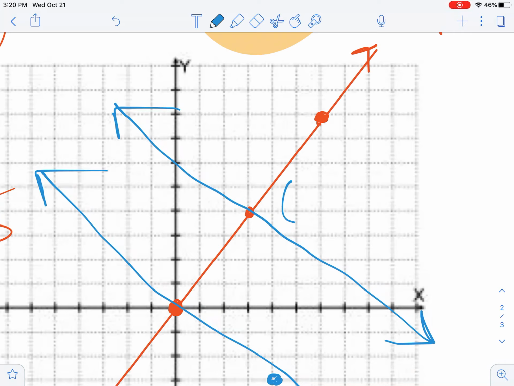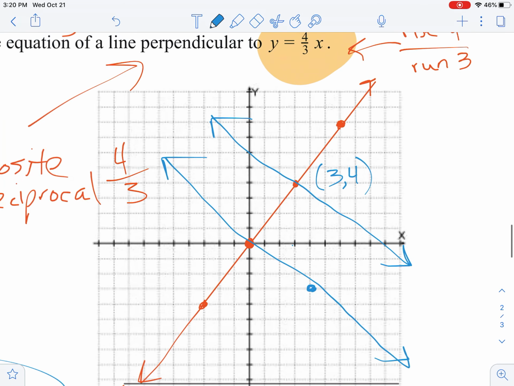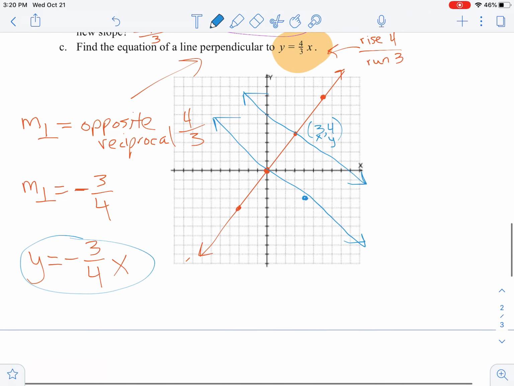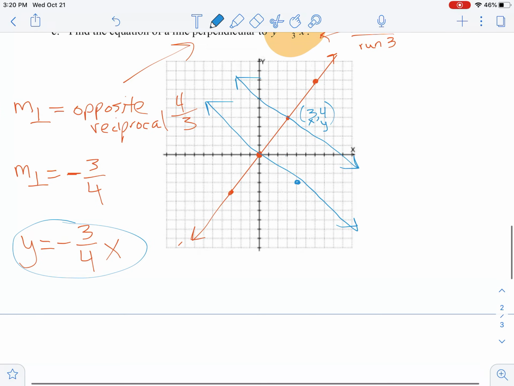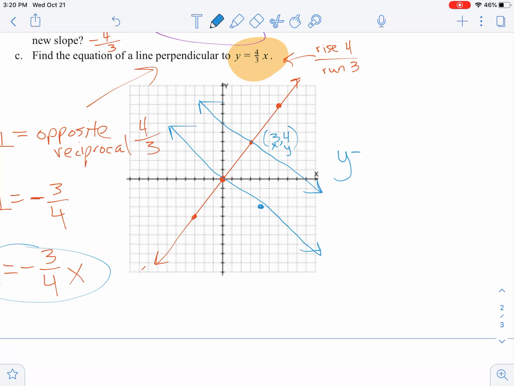So if we wanted to figure out that second blue line, you would use this point as an x and a y. So this point is located at 3, 4. So we would use that to find our y-intercept. So what I would do is I would say y equals, we know the slope has got to be -3/4 because it's got to be the opposite reciprocal, and we don't know what the b value is. But I do know that my x value is 3 and y is 4. So if I plug those in, 4 equals -3/4 times 3, plus your b.